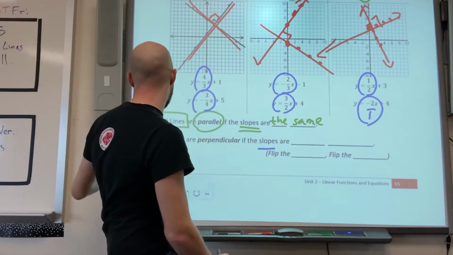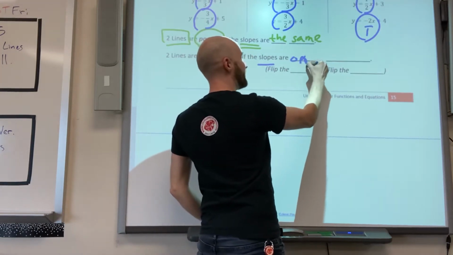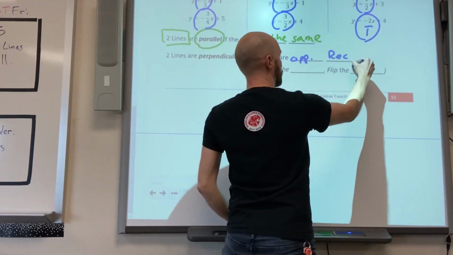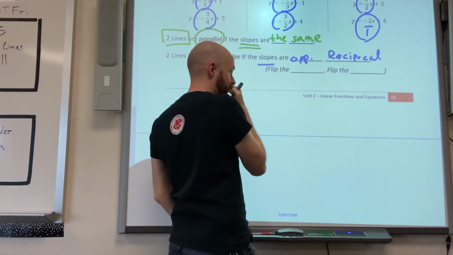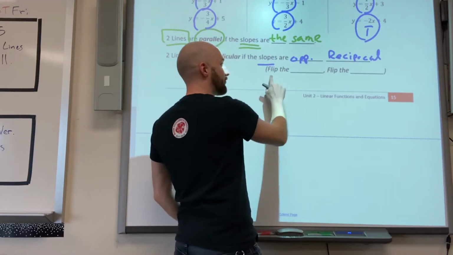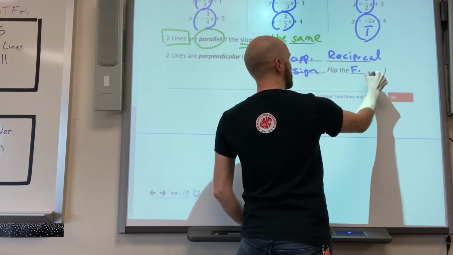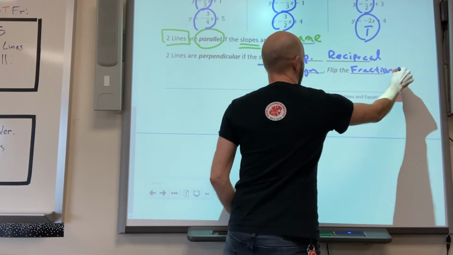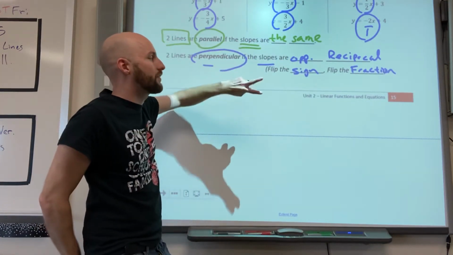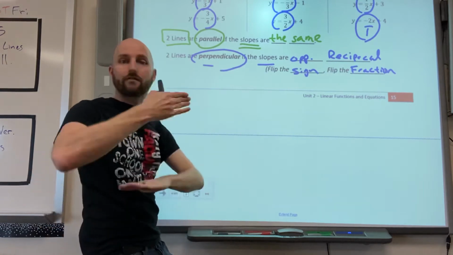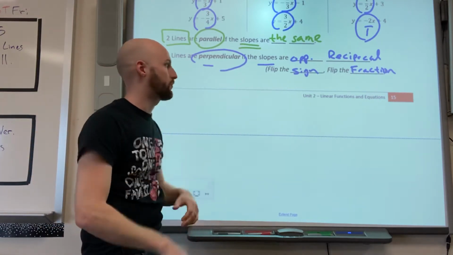So the math word is called opposite reciprocal. Eso es una palabra muy fancy. Okay, opposite reciprocal. Pero lo que quiere decir es flip the sign and flip the fraction. So cuando dice perpendicular, vas a hacer flip el signo y vas a hacer flip la fracción. Okay, vas a voltear la fracción y cambiar el signo.